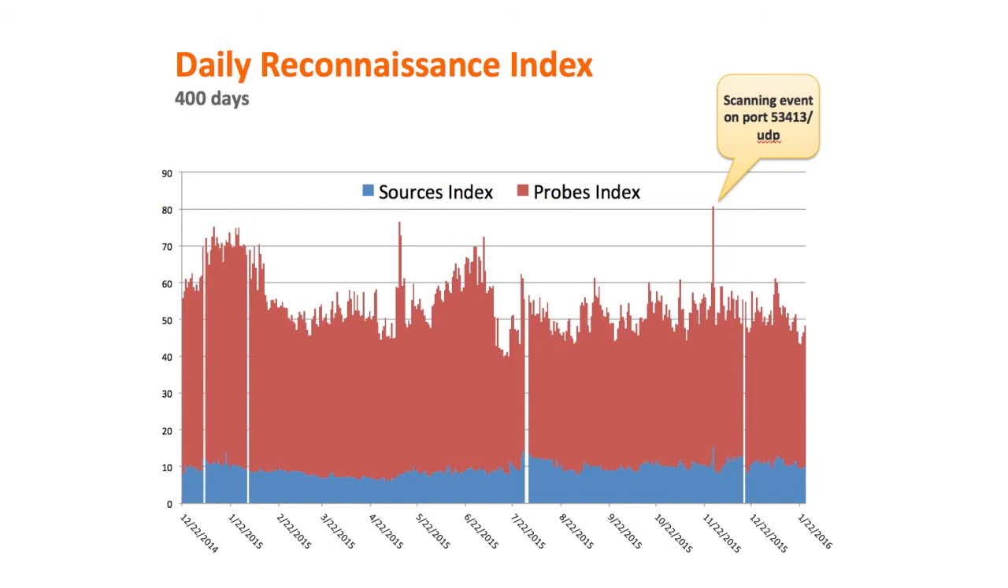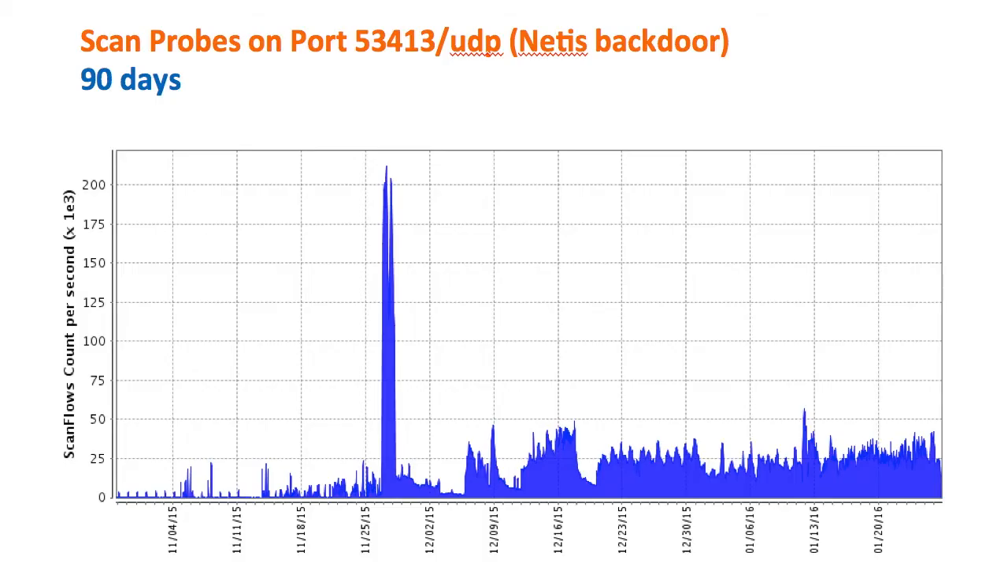So long explanation here, but the two notable things. One is that we've tended to be relatively flat or down over the last few weeks here, so that's generally a good thing. And then there is a very notable spike that was, I think, on November 27th, and that is in fact the scanning event that we just showed you associated with 53413, where there was a significant amount of probing activity. So you can see how an event like that affects the daily reconnaissance index.